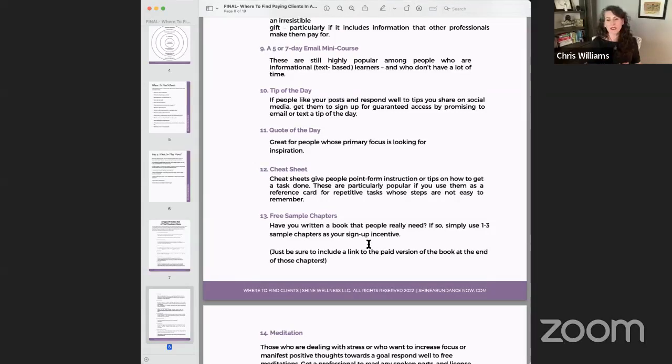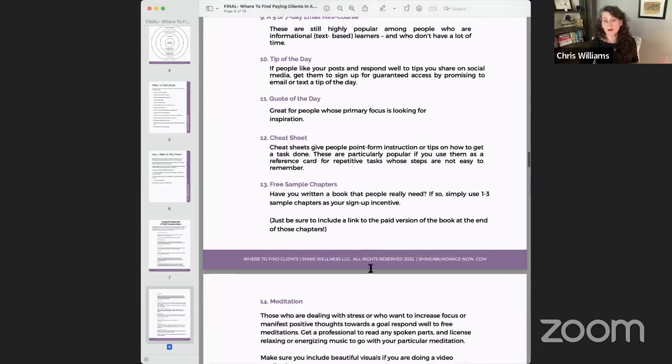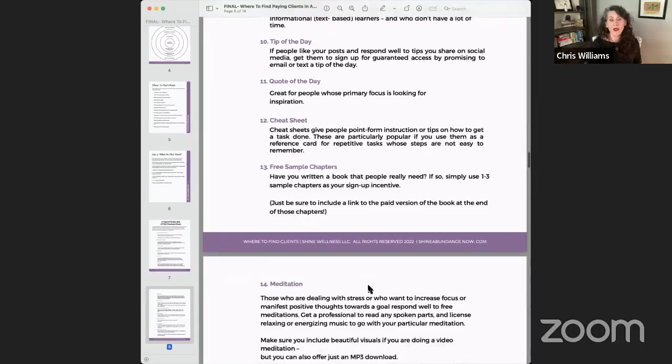That's what I've done actually inside of my Business Basics for 10K months. It's a cheat sheet. It has all of the information on what falls underneath attraction needle movers, what falls underneath nurture needle movers, and what falls underneath invitation needle movers. Free sample chapters. So for those of you that are writing books, you could actually give somebody a free chapter as a way to come into your ecosystem.